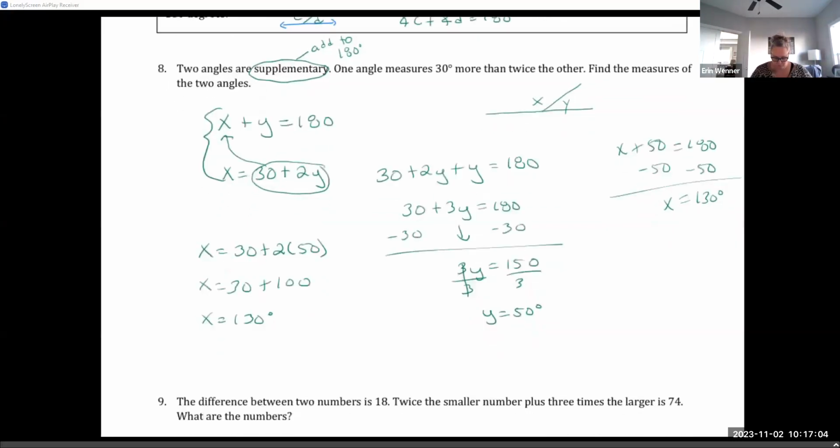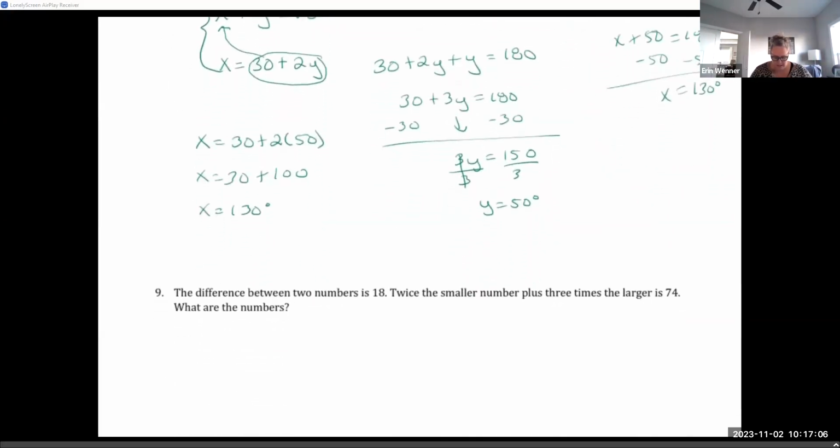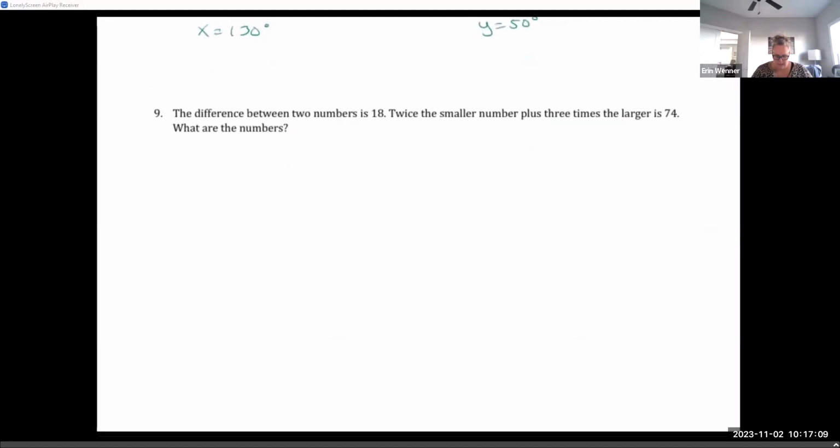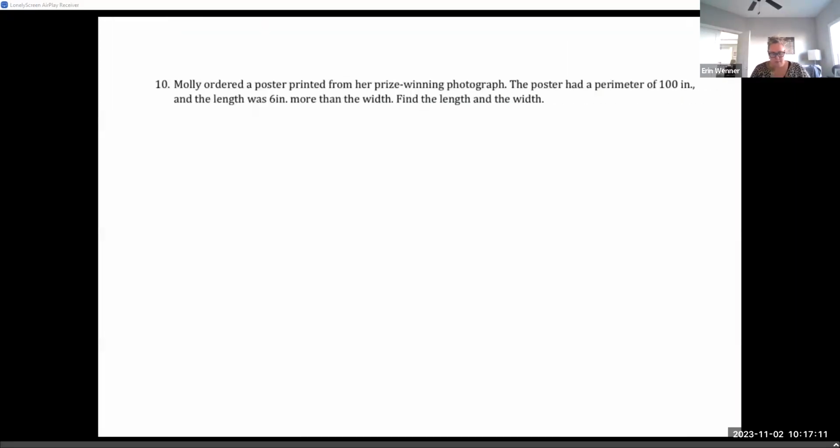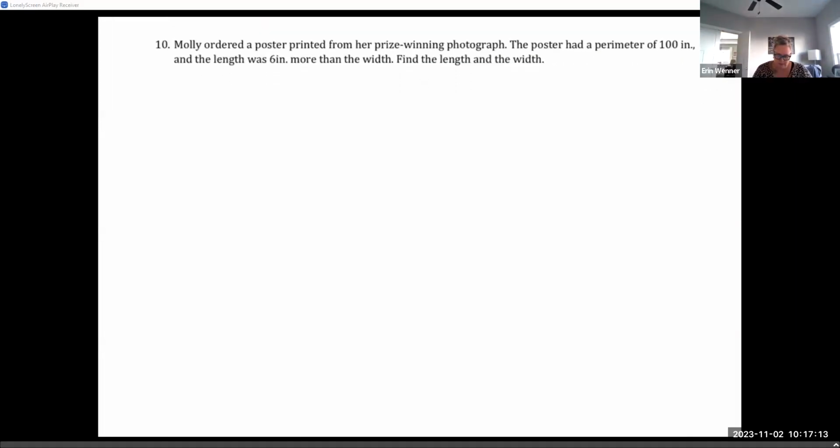Okay. So I'm going to skip number 9, but we're going to look at number 10. It says, Molly ordered a poster printed from her prize-winning photograph. The poster had a perimeter of 100 inches, and the length was 6 inches more than the width. Find the length and the width. So there's some pieces of information we need to know here. It's a rectangle. That's important.